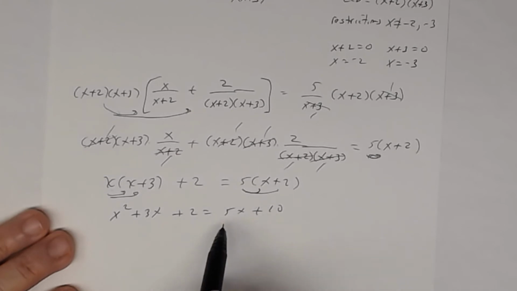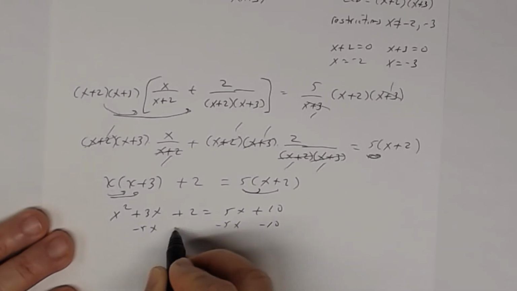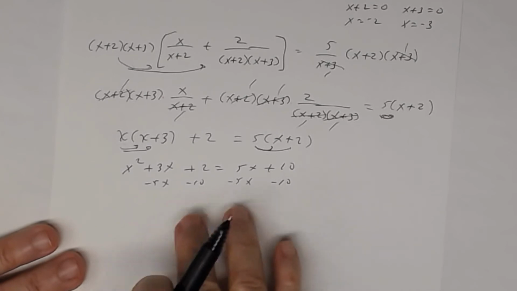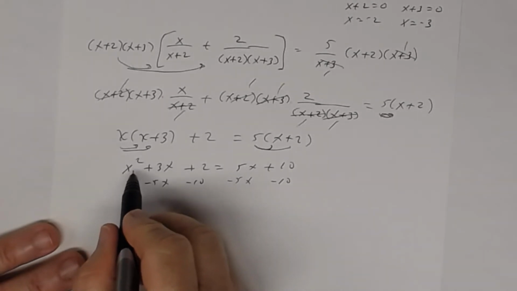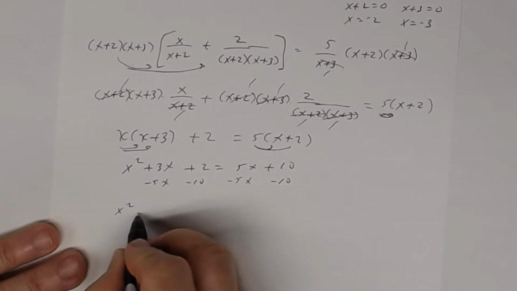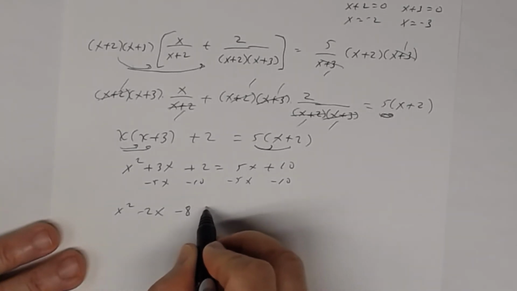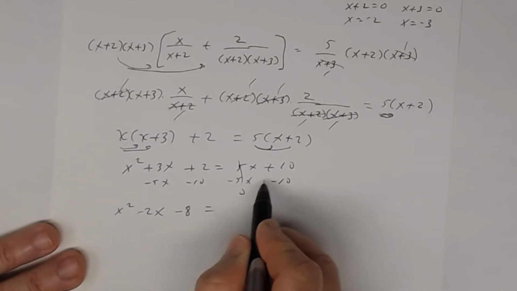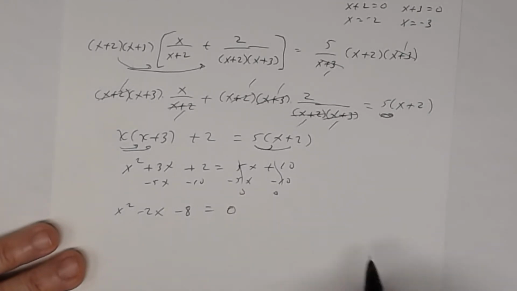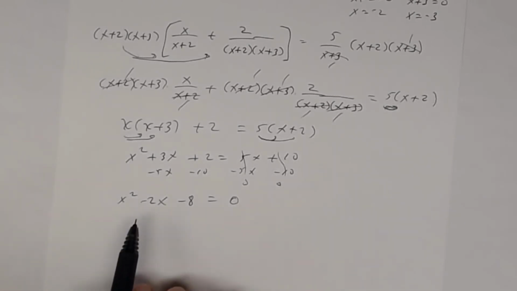All right, so I have this quadratic equation, so let's go ahead and put this in standard form. I'm going to subtract 5x from both sides, and I'm also going to subtract 10 from both sides, so I'm doing 2 steps in one. So I get x squared, 3x and a negative 5x is a negative 2x, 2 and a negative 10 is a negative 8, equal, and this is 0 and 0, which is 0. Okay. So now I'm going to solve this quadratic equation.